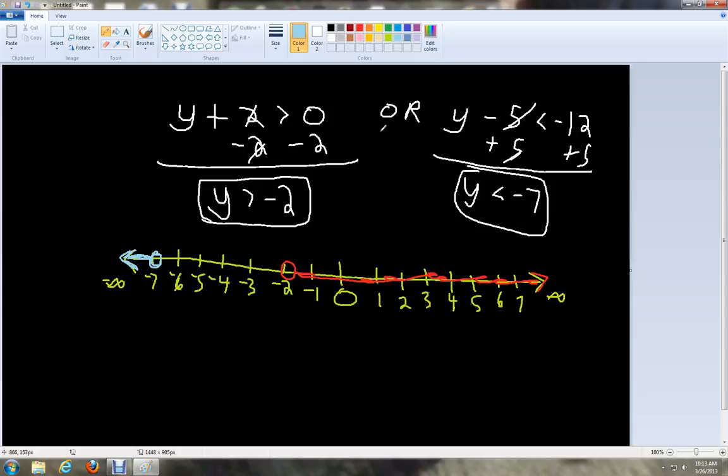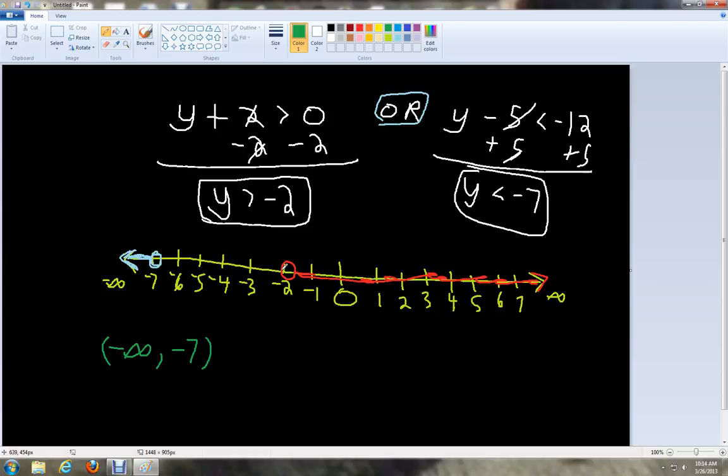Since this is an OR statement, we don't have to worry about whether or not they meet, because you can see that they don't really meet, right? You have one going this way, and the other one going that way. So for our solution in interval notation, we start at the far left, at negative infinity, with a parenthesis, and we come all the way up to negative 7. We stop. That'll be an open parenthesis.